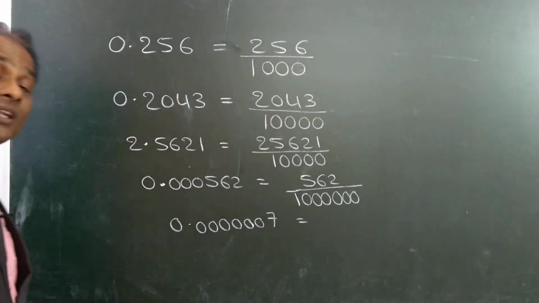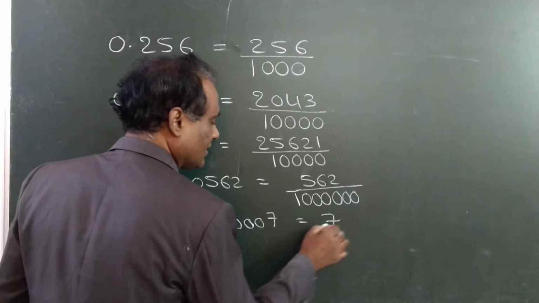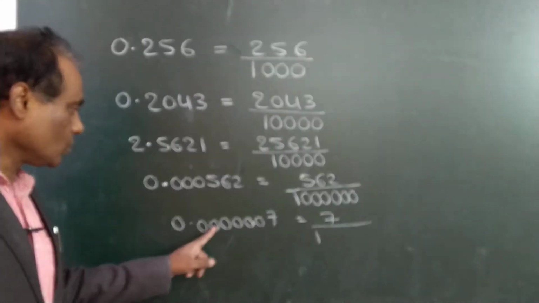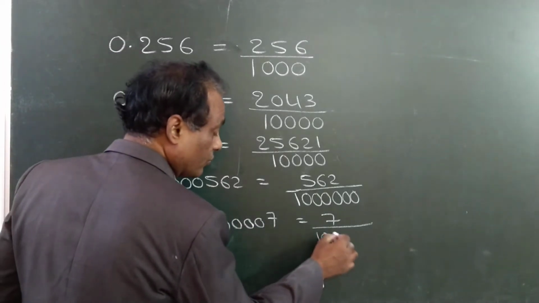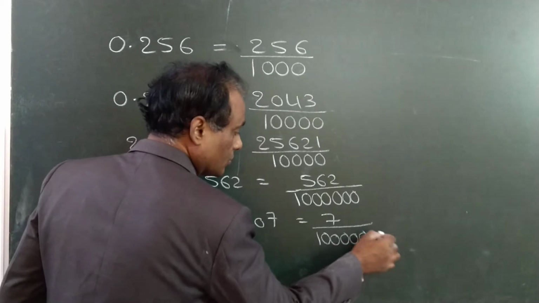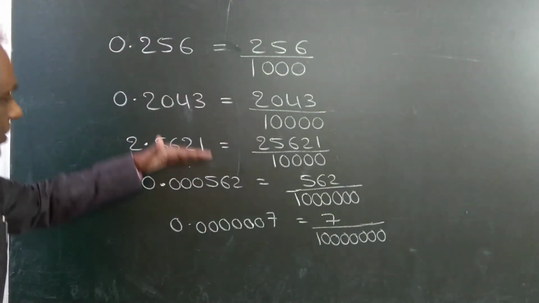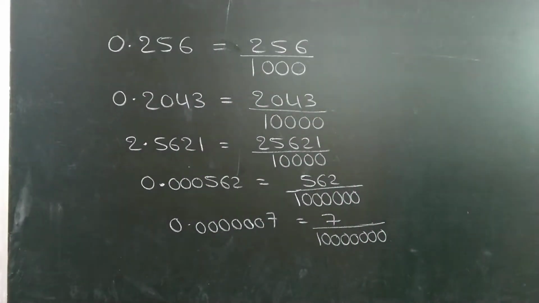How to remove the decimal? 7, then 1 followed by zeros: after the decimal 1, 2, 3, 4, 5, 6, 7 digits, so 7 zeros. Like this. This is the procedure for removing the decimal. You just understand. Understood or not?